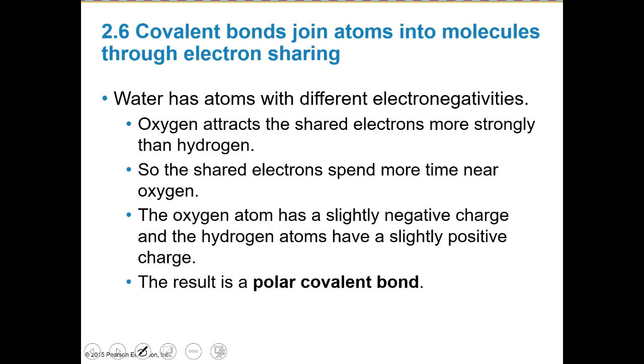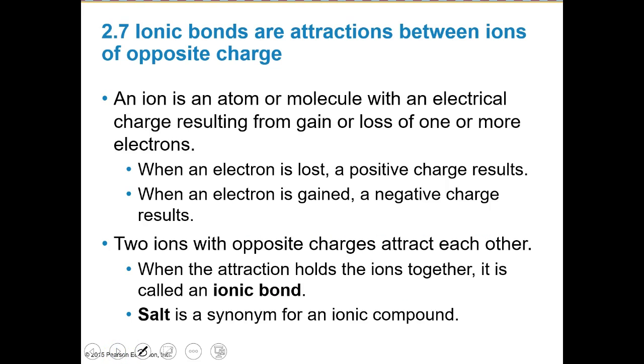Water has atoms with different electronegativity, so oxygen attracts the shared electrons more strongly than hydrogen. Oxygen tends to be a bit more attractive than hydrogen, so it takes just a little bit more. Maybe it's not attractiveness but neediness, I'm not sure, but it takes those electrons more often than the hydrogen does. So the shared electrons spend more time near the oxygen. That oxygen then has a slightly negative charge because the electrons are negative, and the hydrogen atoms have a slightly positive charge because they're getting it from their protons. This is what's called a polar covalent bond because there are sides or poles, positive and negative ends.